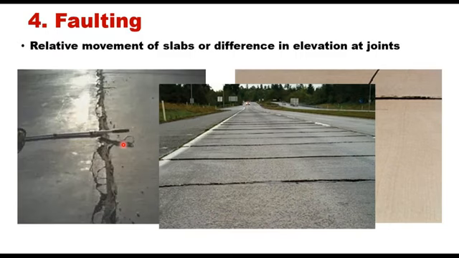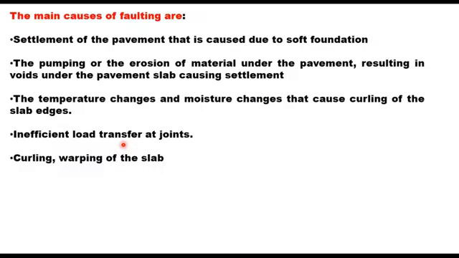It can result from a combination of factors, but main causes are settlement of the pavement that is caused due to soft foundation, the pumping or the erosion of material under the pavement resulting in voids under the pavement slab causing settlement. The temperature changes and moisture changes can result in the curling of the slab at edges, inefficient load transfer at joints, and therefore the load comes on the slab and that slab settles down.